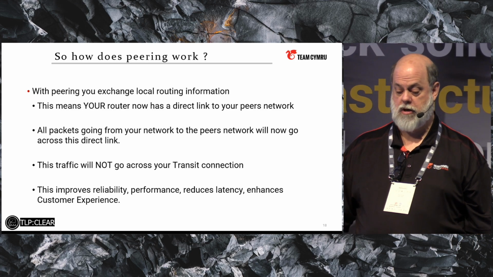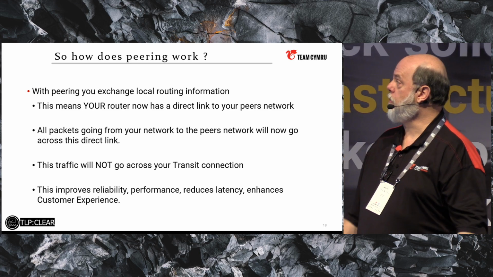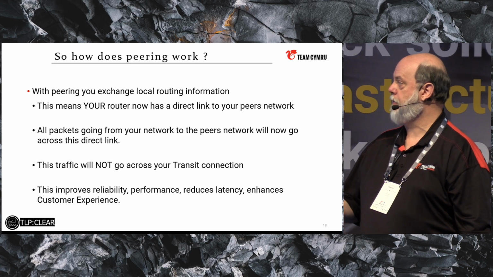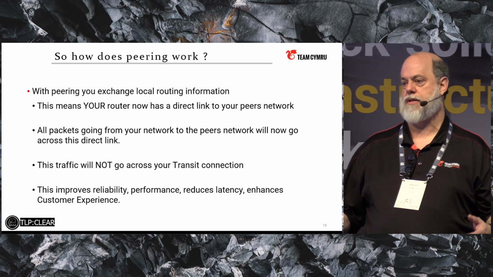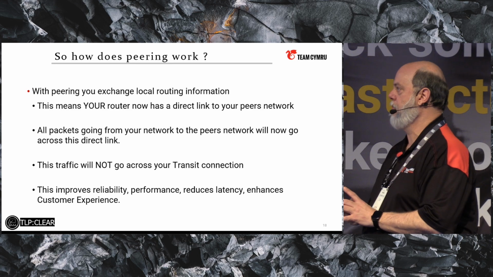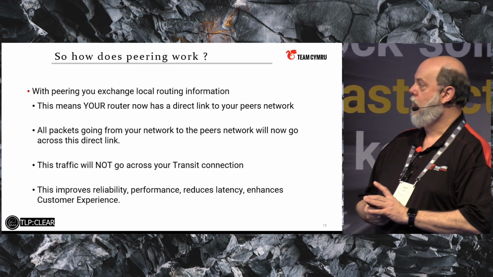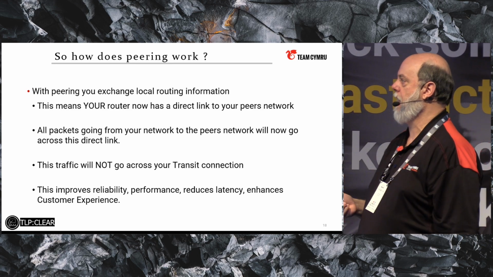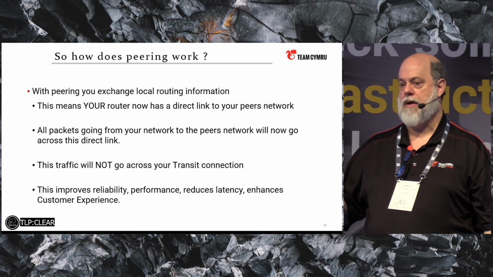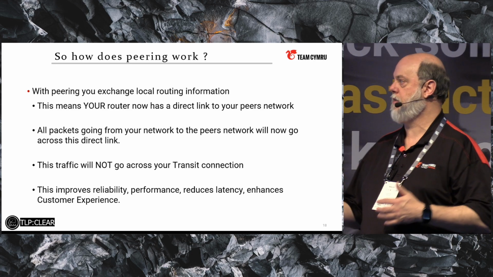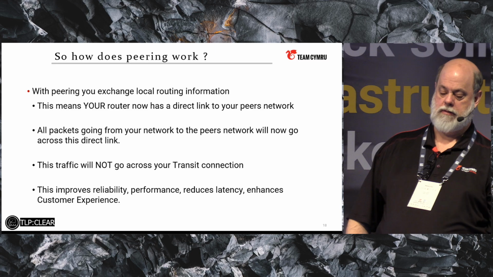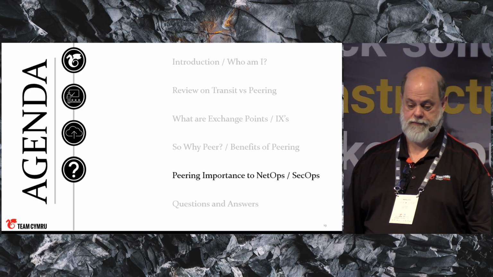So how does peering work? You and your router establish a link. We set up a BGP session. We use autonomous system numbers, which are allocated by regional registries. Those routing information exchanges go back and forth, and that traffic will now not go across your transit links. Again, the list of things that this improves.